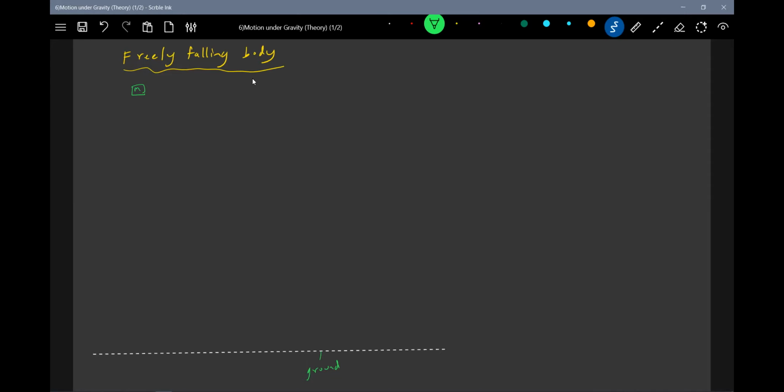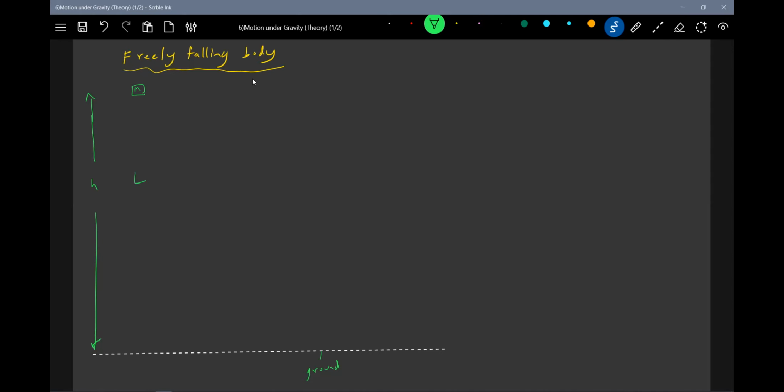Then it is going to accelerate. So what is the question now? I'm going to release it from a height h. What is the time taken by it to descend? Then with what speed will it strike the ground? So all those things we have to analyze here.